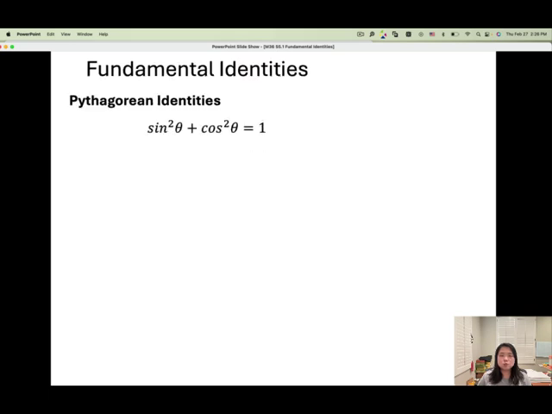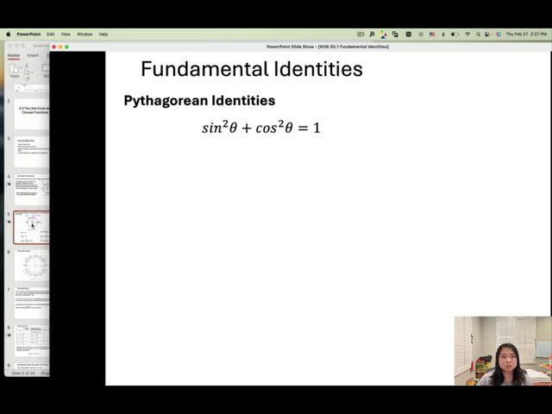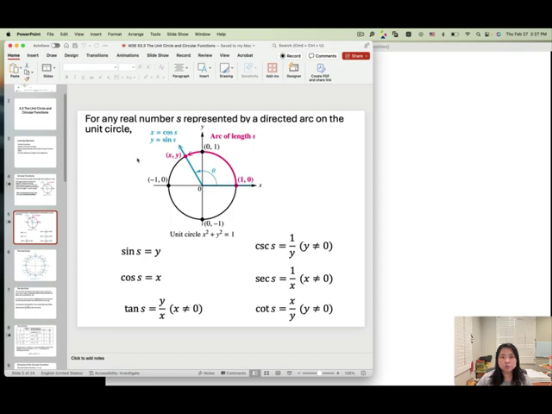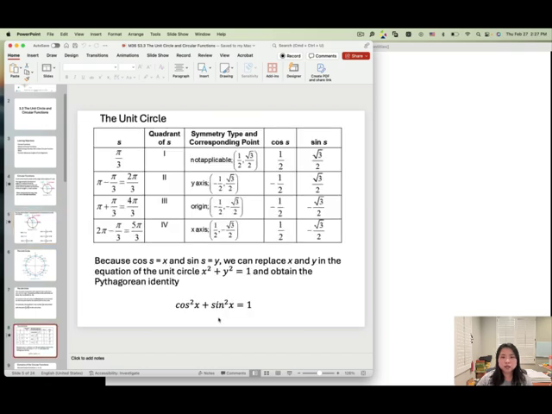Pythagorean identities. Remember this: sine squared theta plus cosine squared theta equals 1. We covered it in section 3.3. Remember the unit circle? The unit circle equation is x squared plus y squared equals 1. And then we say x equals cosine x, y equals sine x. So when you plug it into the formula, you're going to find this identity, cosine squared x plus sine squared x equals 1. You could review section 3.3 to figure out this identity.